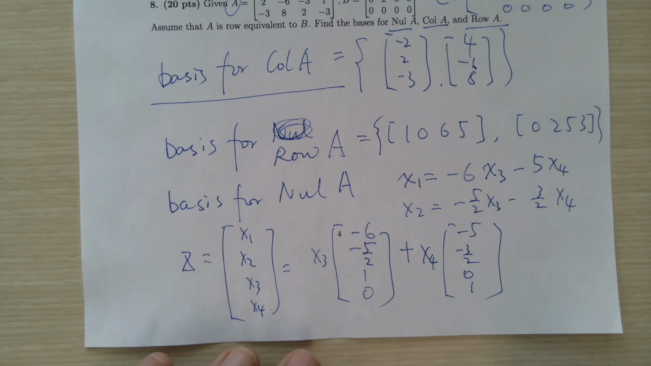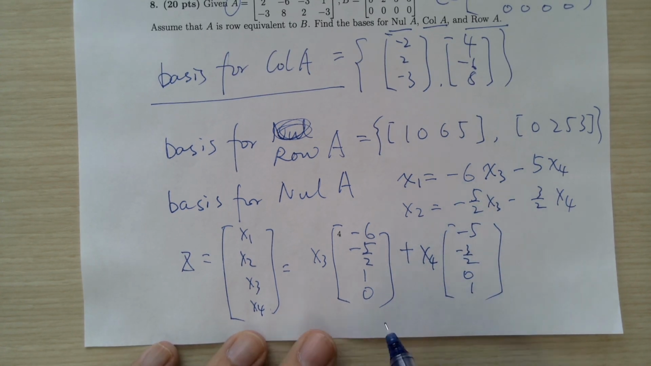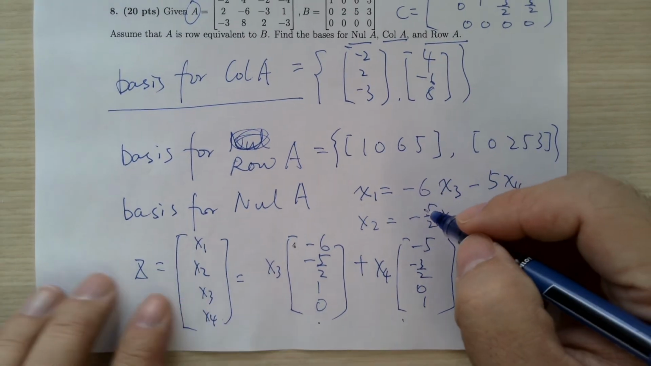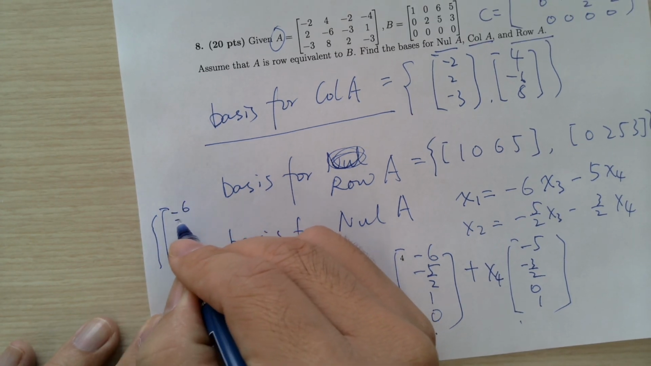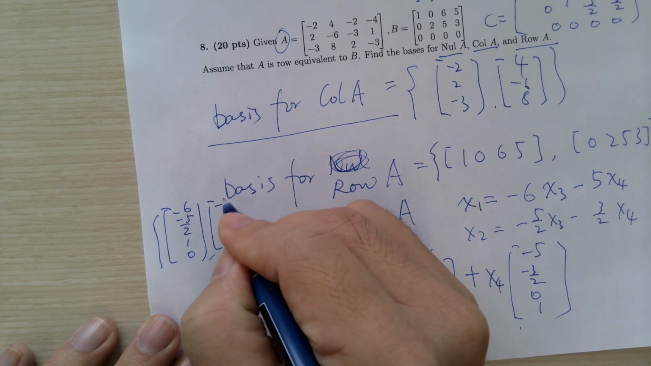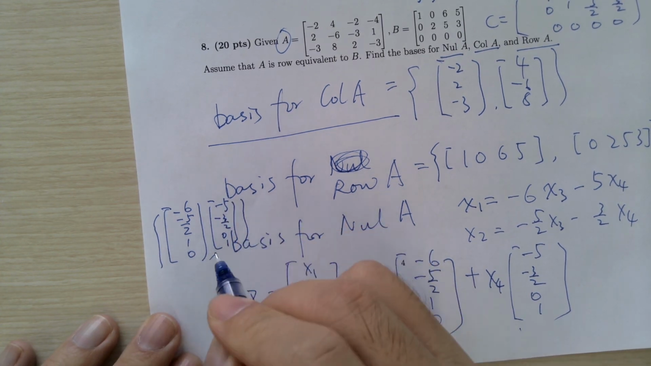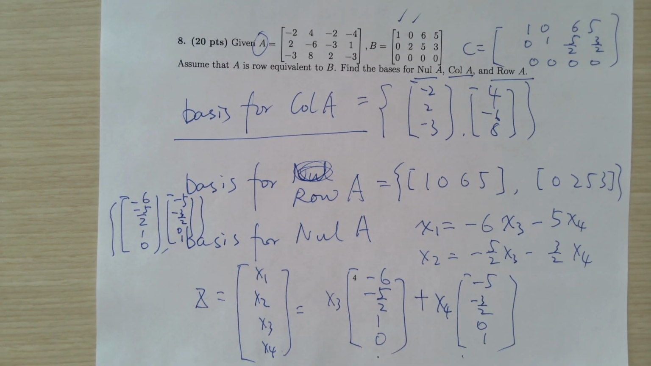Clearly, the basis for the null space is going to be those two vectors, right? So the basis is going to be -6, -5 over 2, 1, 0, and -5, -3 over 2, 0, 1. Okay? So that is going to be the basis for the null space. Okay? So hope you enjoy this. Thanks.